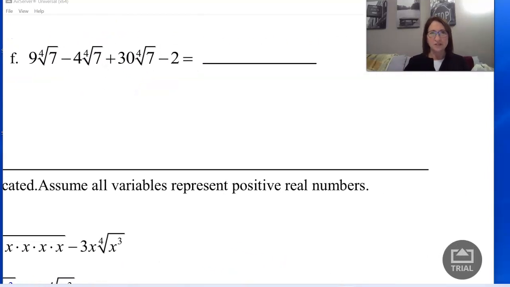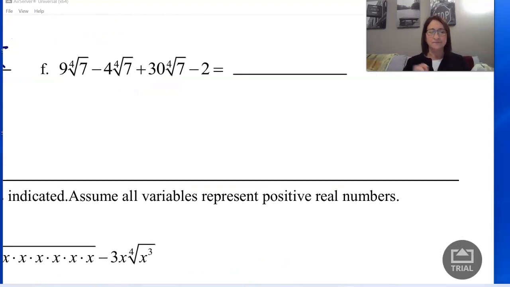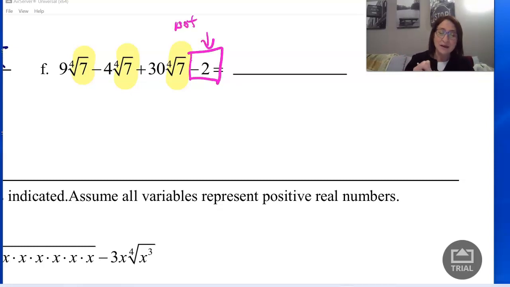All right, let's look at F. So for F, I've got all of the same radicals. So they're all like radicals. But we've got some addition, some subtraction. And then I just want to point out that this last term is not a like radical, obviously.